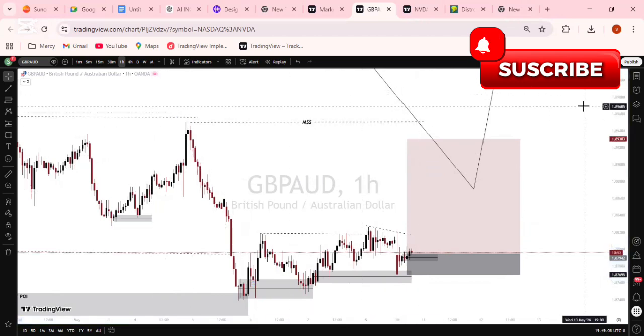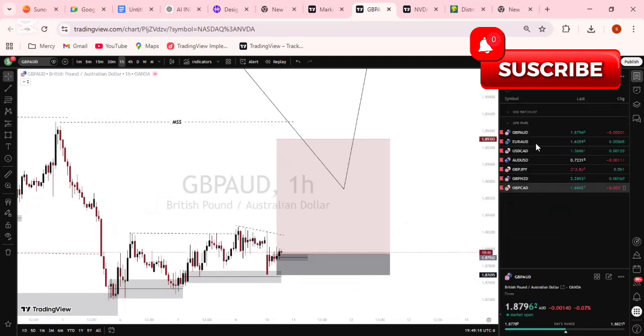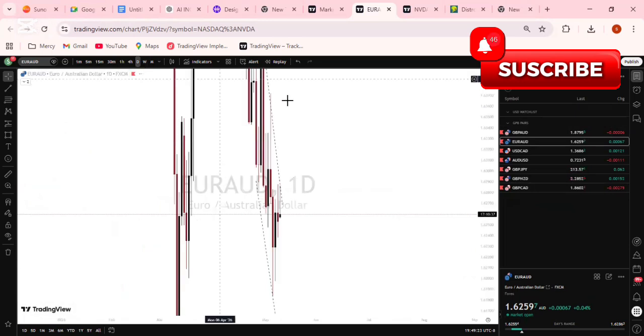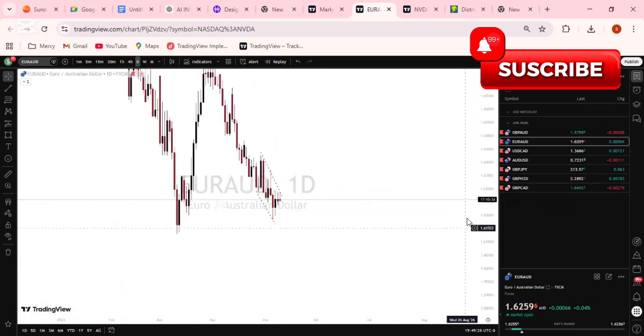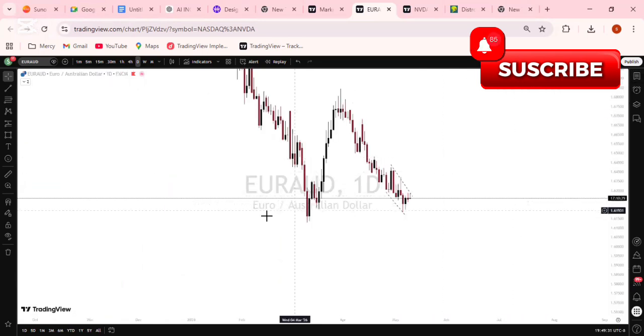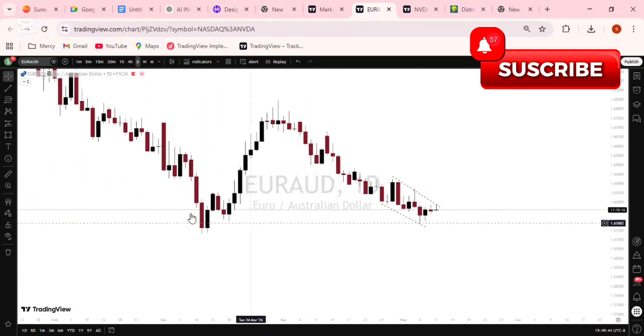Also, let's add one other trade to it. So this is GBP/EUR/AUD as well. So EUR/AUD and GBP/AUD are quite looking the same. They are all looking the same. We had this impulsive move from this particular point. Then we are having this retracement.